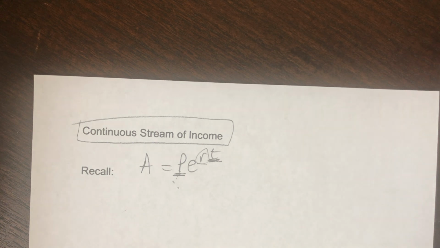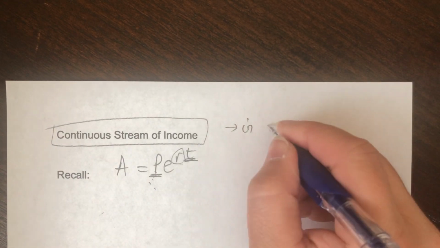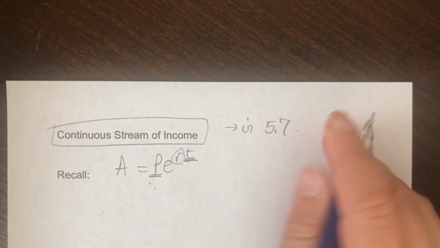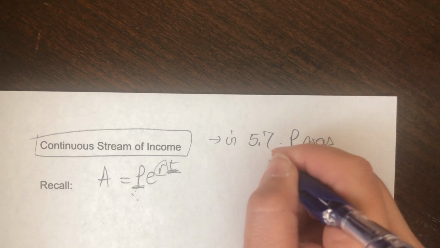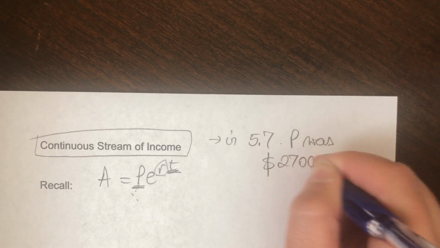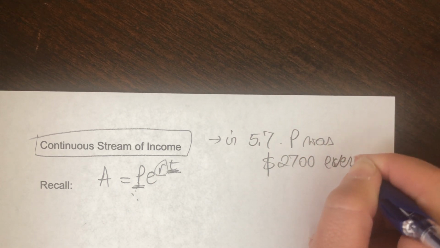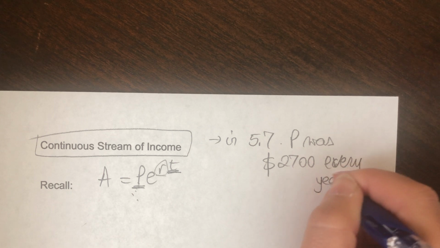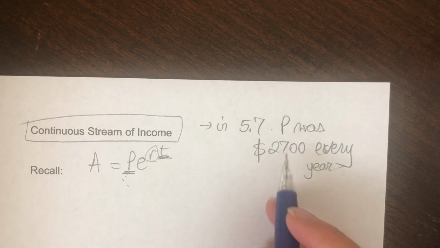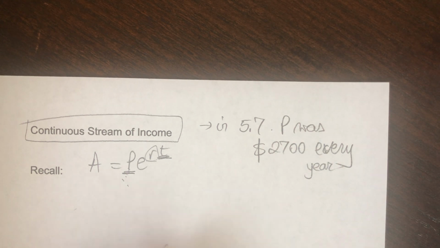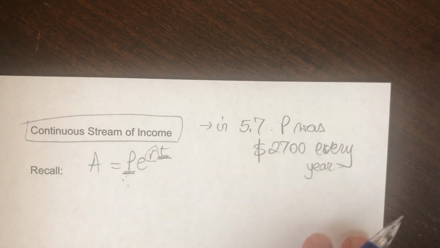Now, as we saw in section 5.7, what if you want to keep adding on every year? So in 5.7, let me write this down. P was what? I believe $2,700 every year. So it was really a rate of growth by itself. The rate of P wasn't a constant fixed amount at the beginning, but it was a rate at which we put money in every year.